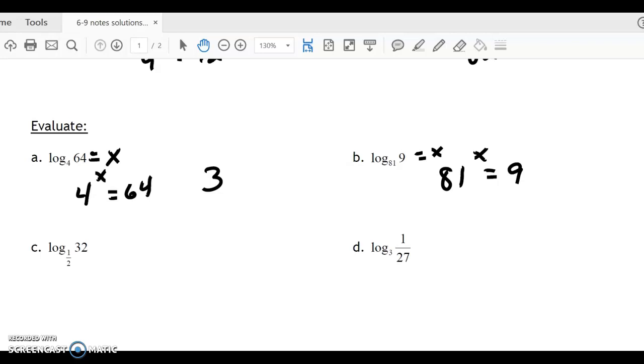This is where the first part of our chapter comes in. We have to know that 81 to the 1/2 is basically the square root of 81. And that's what would yield an answer of 9.